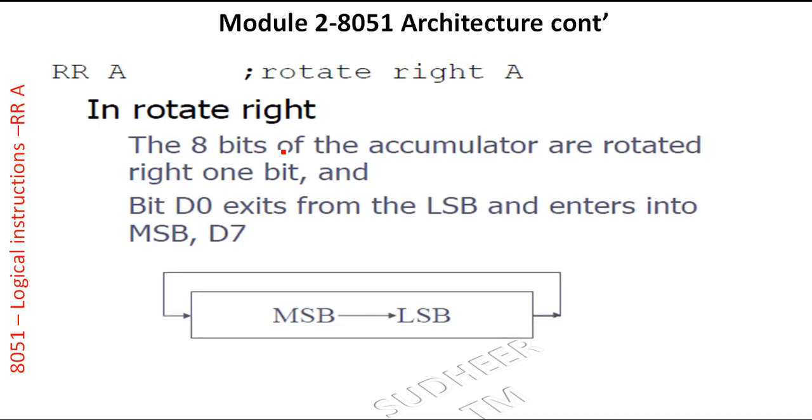Next, this is also a logical instruction. It is called rotate right. RR means rotate right the accumulator register. So for the accumulator register we can perform bit by bit rotation.